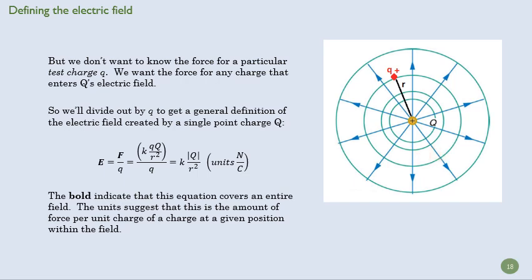So if I took a 1 coulomb charge and placed it right here, I would know what the force on that charge was, either a force in the downward direction if it were a positive charge, or a force in the upward direction if it were a negative charge. So that's electric fields.